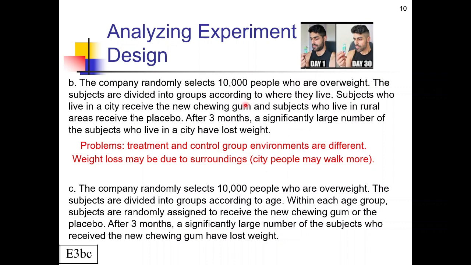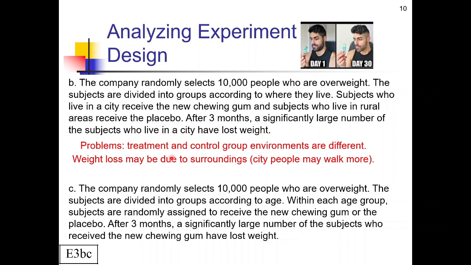Another potential problem with this study, although the wording again makes it a little bit tricky to see if this is really an issue, they said a significantly large number of people in the city have lost weight, but again, they didn't really say how that compared to the people in the rural areas who are getting the placebo. So again, doing a direct comparison of those would be helpful.